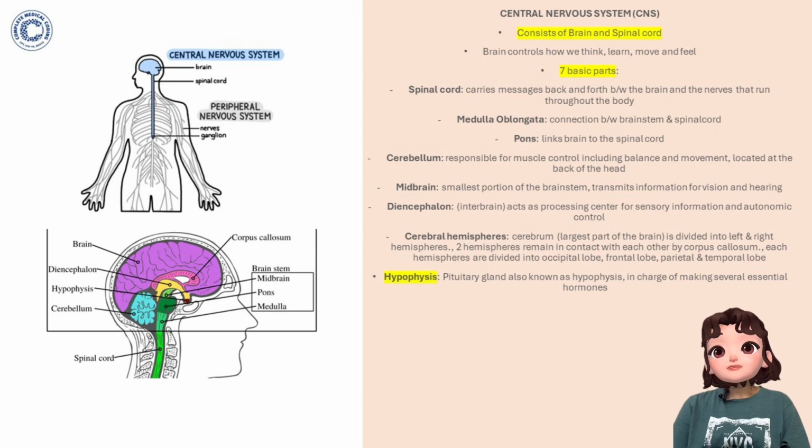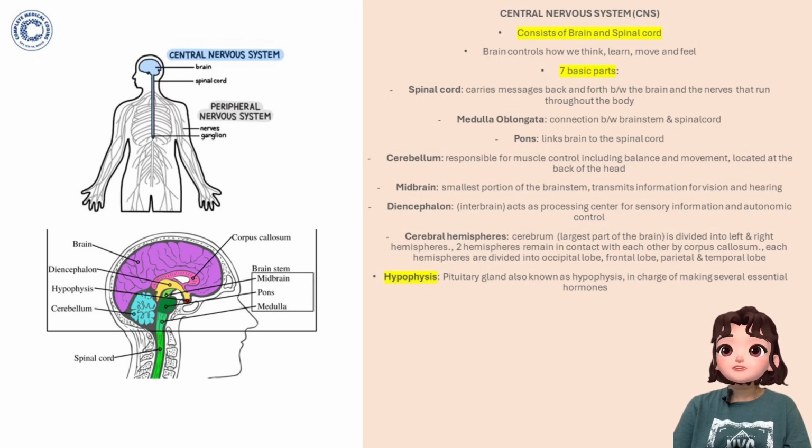Then what is hypophysis? You can see the hypophysis in the picture. The pituitary gland is also called the hypophysis and it is in charge of making several essential hormones.